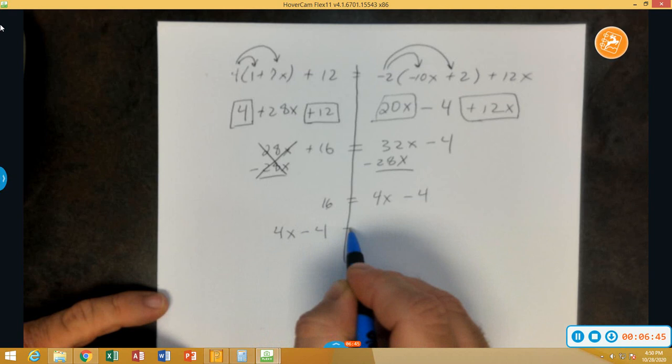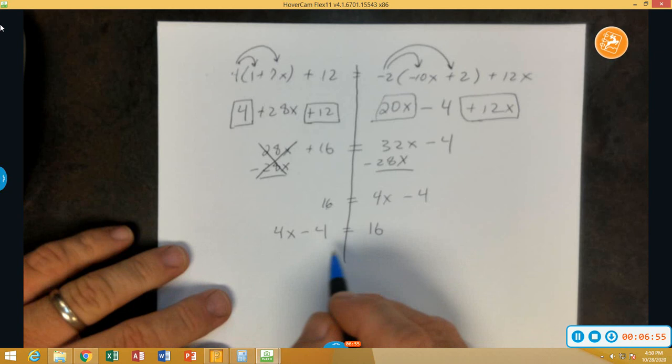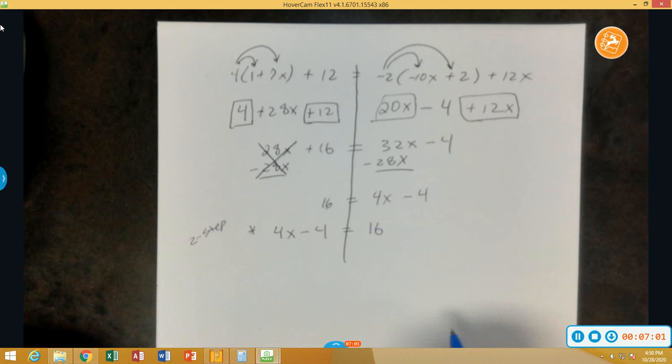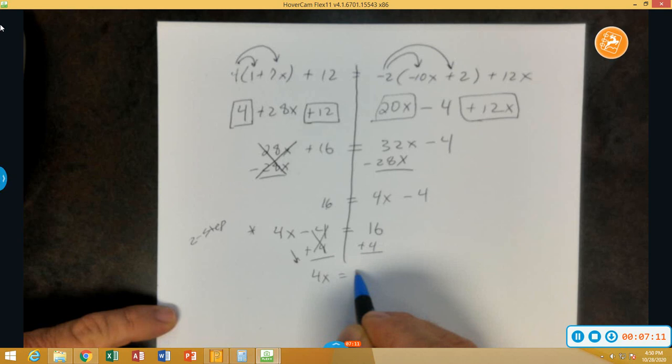And now, from us doing so many of the two-step equations, we should be able to work this now. This is the two-step equation. So instead of subtract, we're going to add. Plus 16 equals 20, and now we're going to divide by 4, and we get x equals 5.